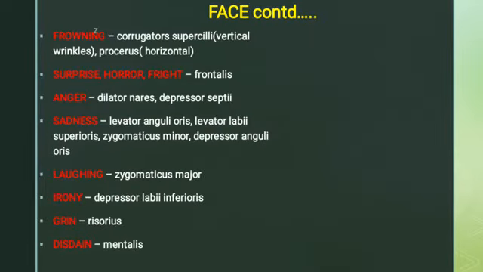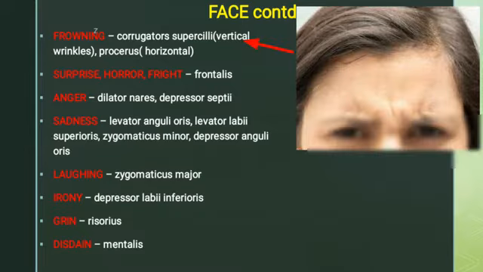We have seen the muscles distributed around the eye, mouth and the nose. Now we'll see the expression of each of these muscles. Frowning is produced by corrugator supercilii and procerus by producing vertical wrinkles. The frontalis produces transverse wrinkles and expresses surprise, horror and fright. Dilator naris and depressor septi show anger.